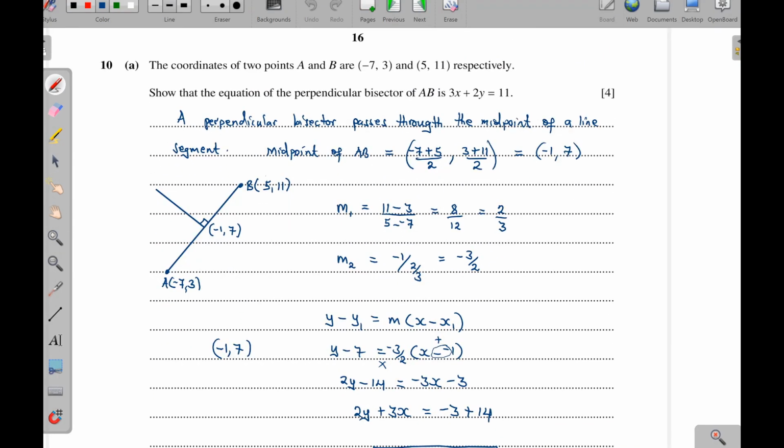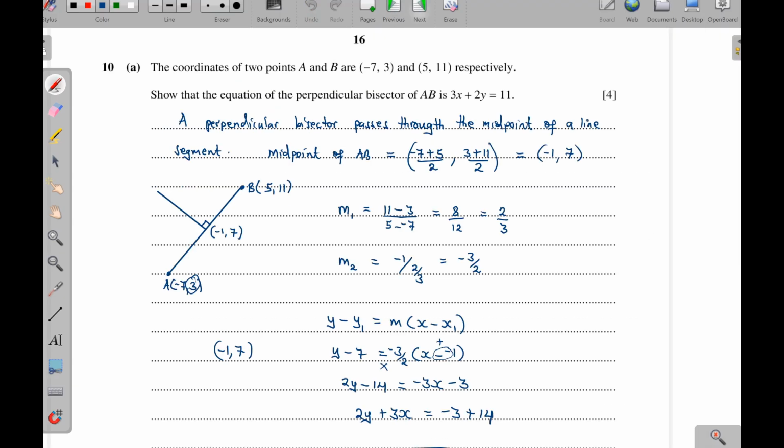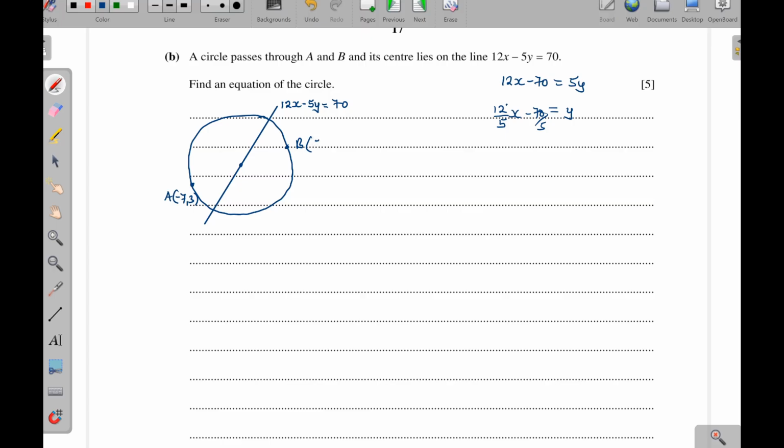See the way I even drew it here. This is -7. Then this is 5. 5 is on the right of -7, and then this is 3, and 11 is above. So that's why I put A here and then B here. You see that? So my B, let me place it here. B is 5, 11, like that. I connect this to that point B there.